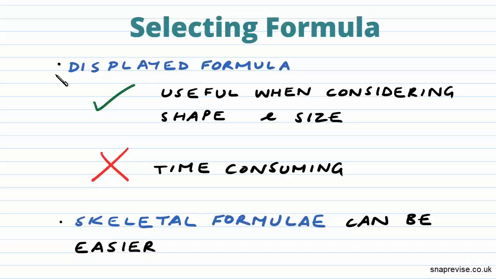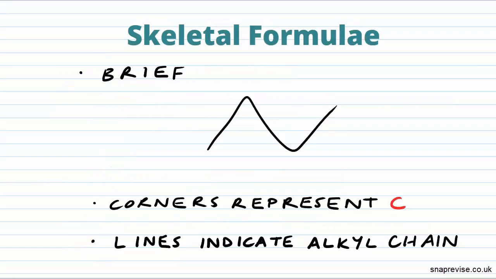Well, we've talked about displayed formula in our previous video, and we talked about how it is used to show all the atoms and bonds within a molecule. That can be particularly useful when we're considering the shape and size, because we are drawing out all the bonds involved. But it can also be particularly time consuming, as we have to draw out all these atoms and bonds, which in a large molecule may be particularly difficult. So we use another type of formulae. That's called our skeletal formulae, which can be much easier. So let's have a look at the skeletal formulae.